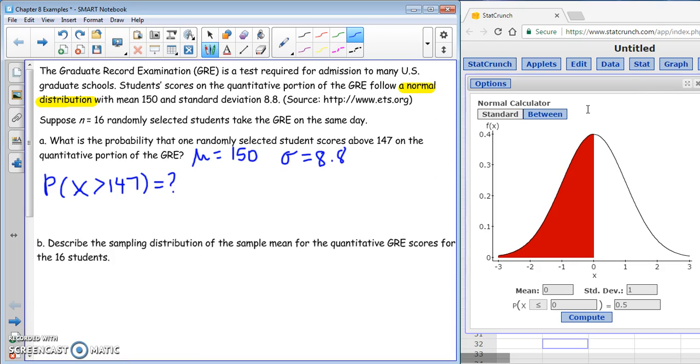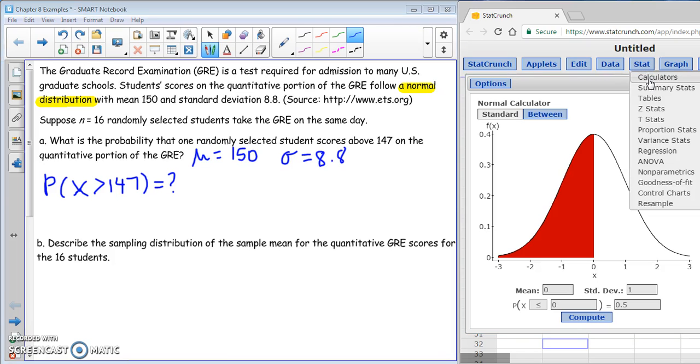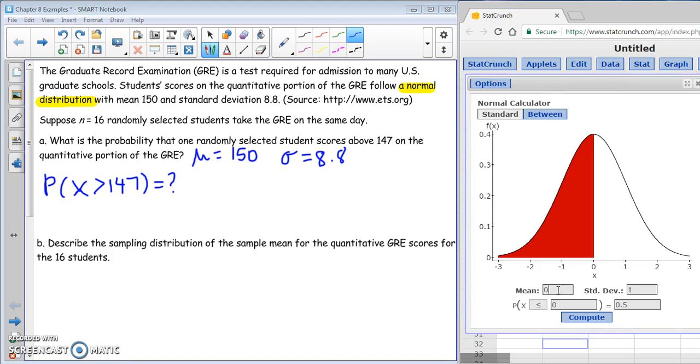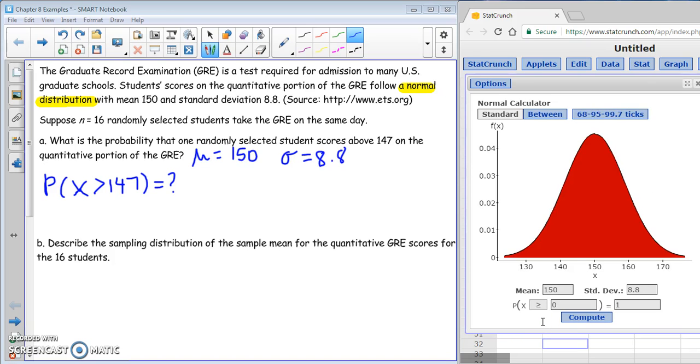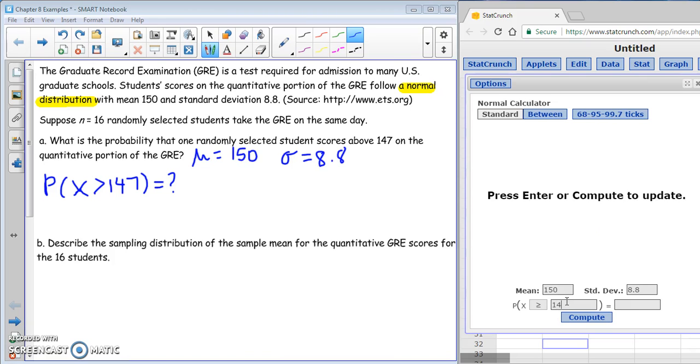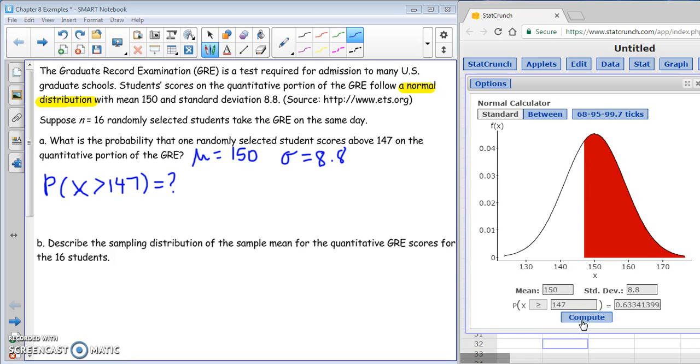So I'm just going to plug everything into StatCrunch. You're going to go to Stat, and then Calculators, and then you'll find the normal calculator. I already have this pulled up here. Our mean here is 150, and our standard deviation is 8.8. Look for the probability that x is, and we're going to have to type in greater than or equal to, so remember it's an equivalent statement. Since we're looking at a continuous variable, the probability of it getting that exact score is 0. So this is 147, and we're going to hit compute.